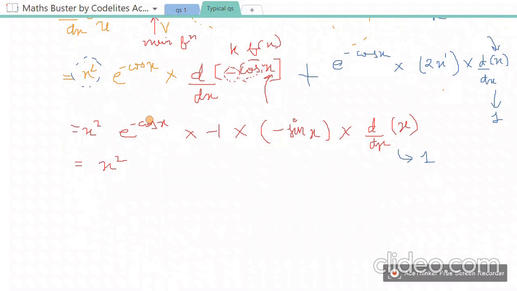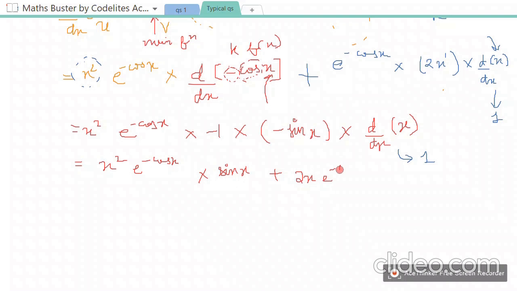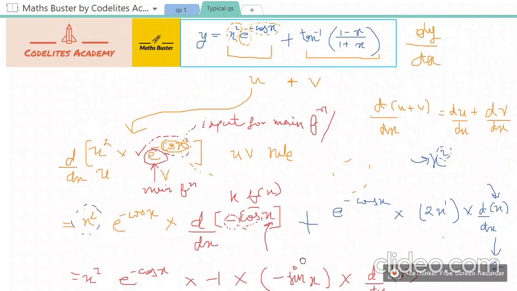Finally we get the result as x square e raised to minus cos x into sin x plus 2x e raised to minus cos x. This was one part of your question.